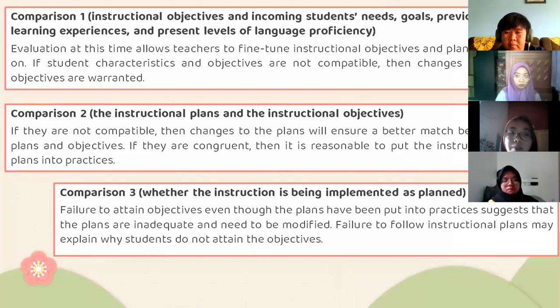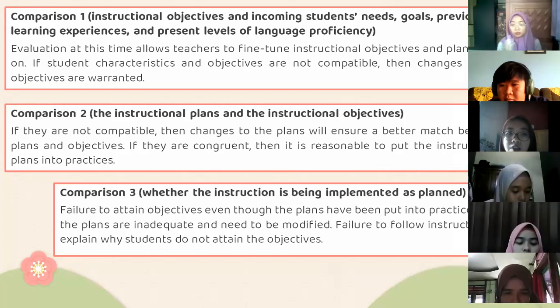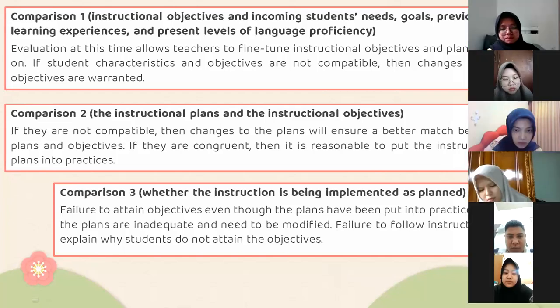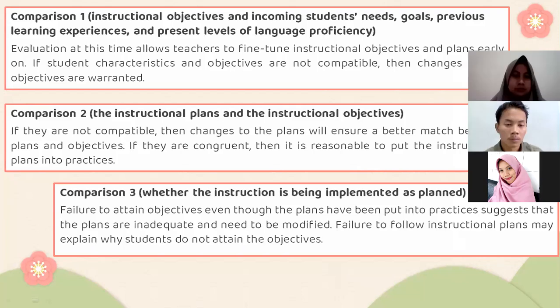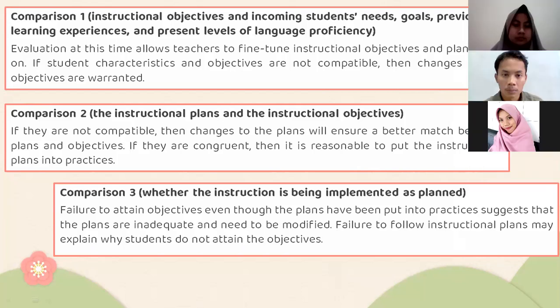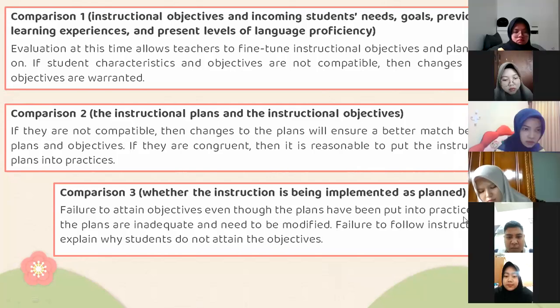And next is comparison 2. We compare the instructional plans and the instructional objectives. If they are not compatible, then changes to the plan will ensure a better match between the plans and objectives. And if they are congruent, then it is reasonable to put the instructional plans into practice.